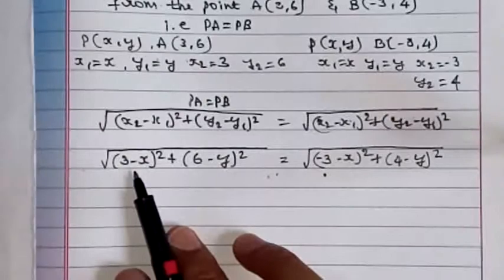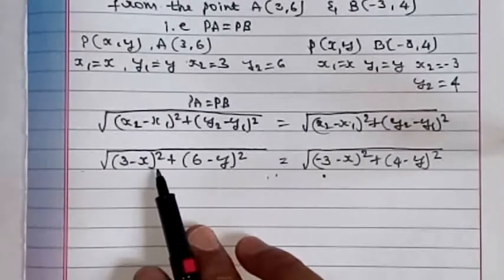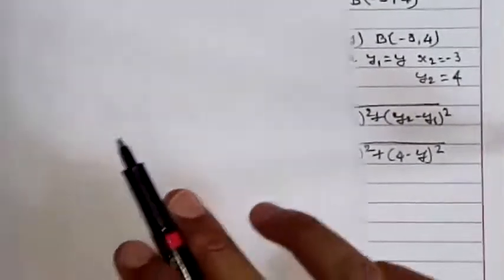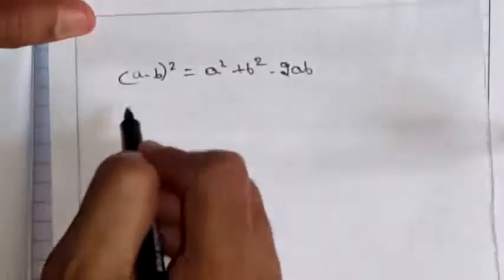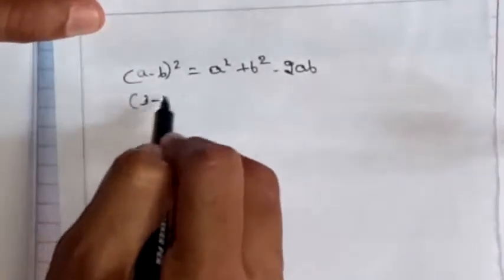So first I'll take (3 - x) whole square, and afterwards I'll simplify here, and afterwards I will write the answer here. Directly I will write the answer here. So first one is (3 - x) whole square, right? So therefore (3 - x) whole square.